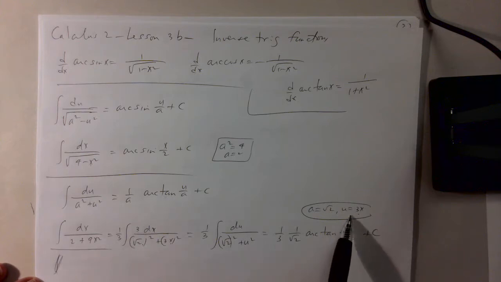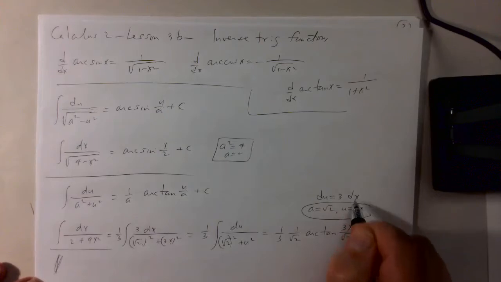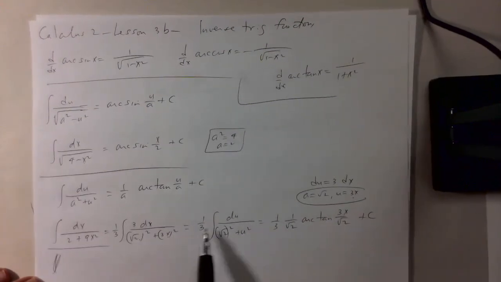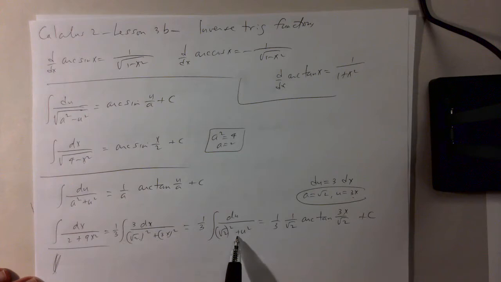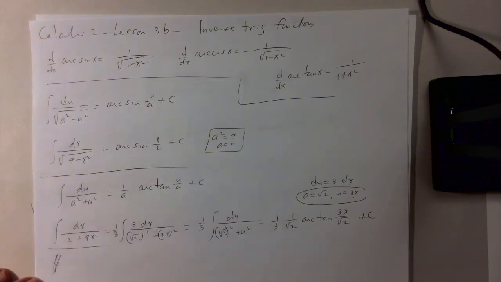And if I substitute u equals 3x, so du is 3 dx, this becomes 1/3 du over root 2 squared plus u squared. So by this formula, we get an integral equal to an arctangent. This is a third, that doesn't change. a is root 2, so 1 over root 2, arctangent of 3x over root 2.